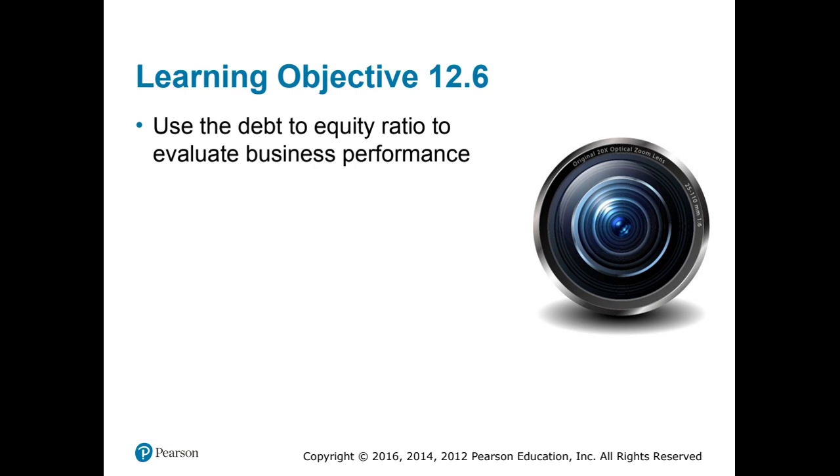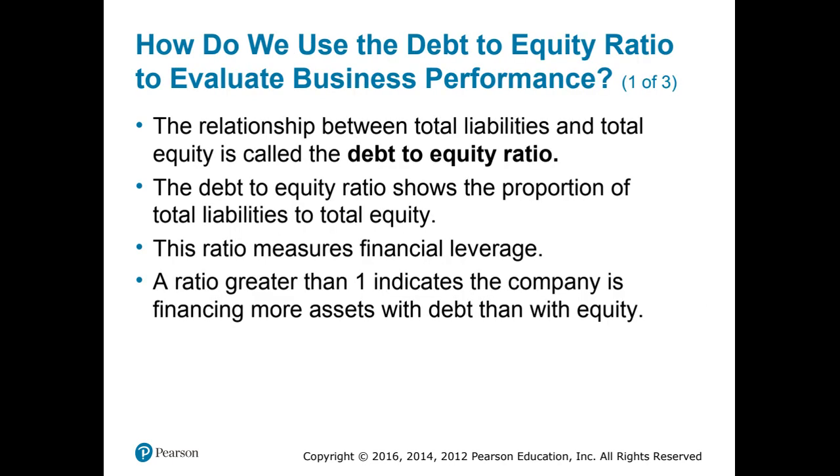We're going to use the debt to equity ratio to evaluate business performance. The relationship between total liabilities and total equity is called the debt to equity ratio. The debt to equity ratio shows the proportion of total liabilities to total equity. This ratio measures your financial leverage. A ratio greater than 1 indicates that the company is financing more assets with debt than with equity.